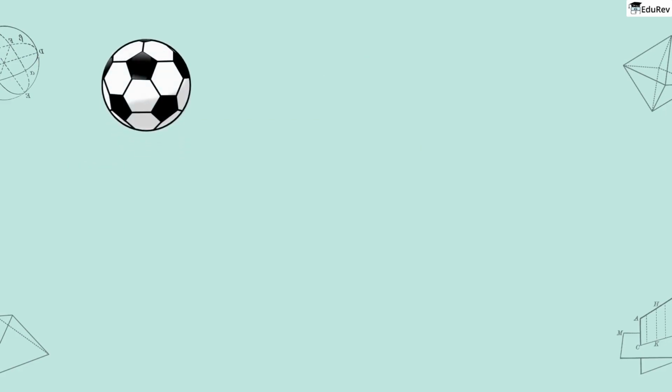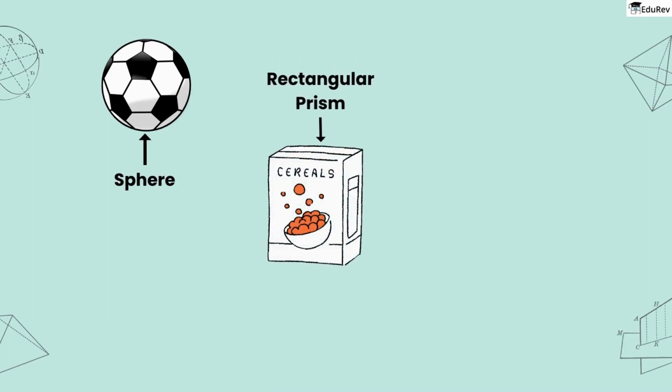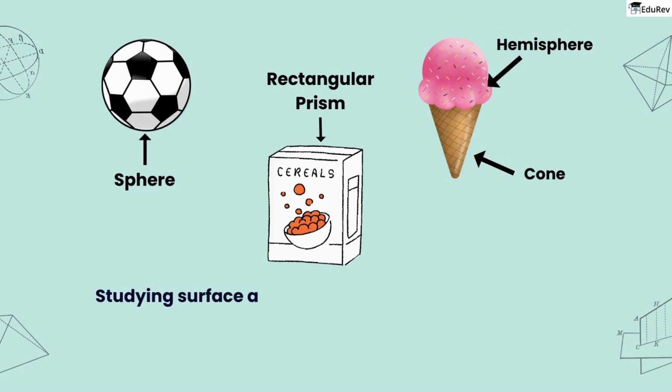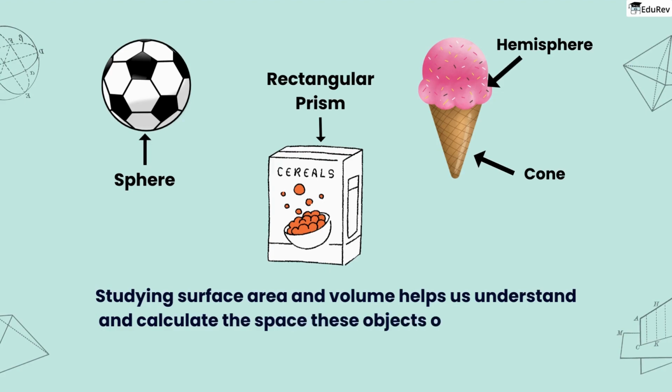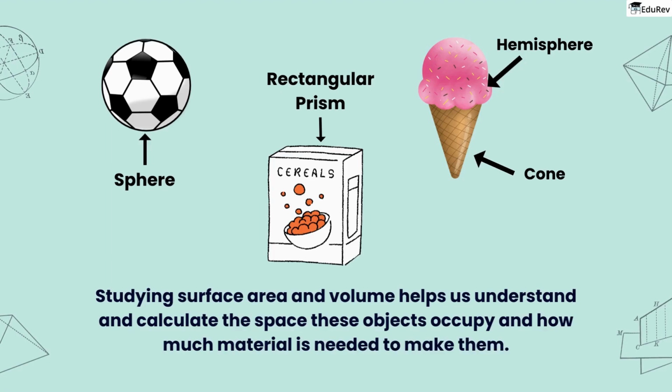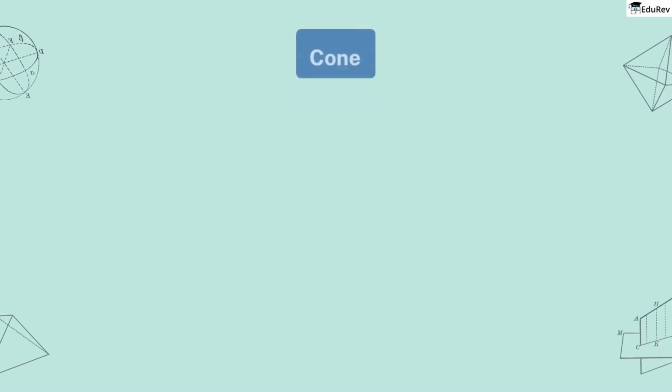For example, a soccer ball is a solid shape called a sphere. A cereal box is a solid shape called a rectangular prism. And an ice cream cone is a combination of two solid shapes, a cone and a hemisphere. Studying surface area and volume helps us understand and calculate the space these objects occupy and how much material is needed to make them. In this video we will study the surface area and volume of an important solid shape, cone. So let us get started with cone.